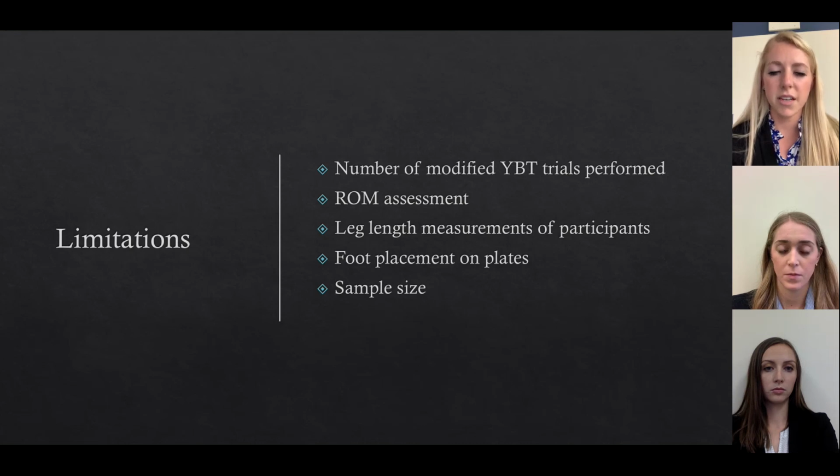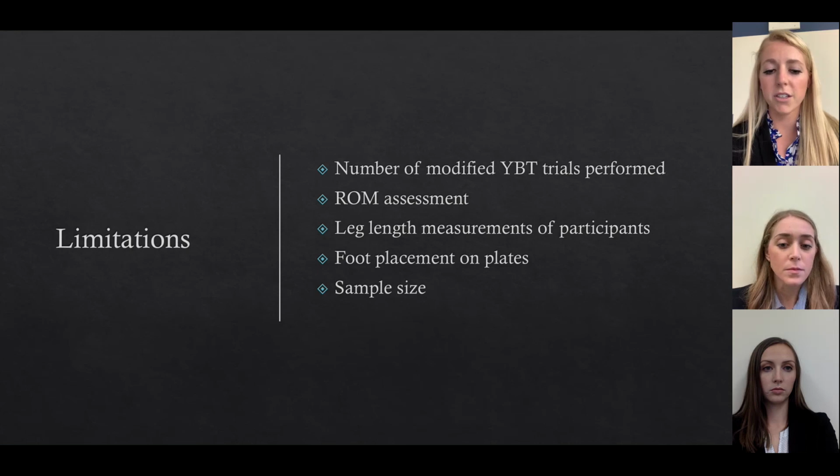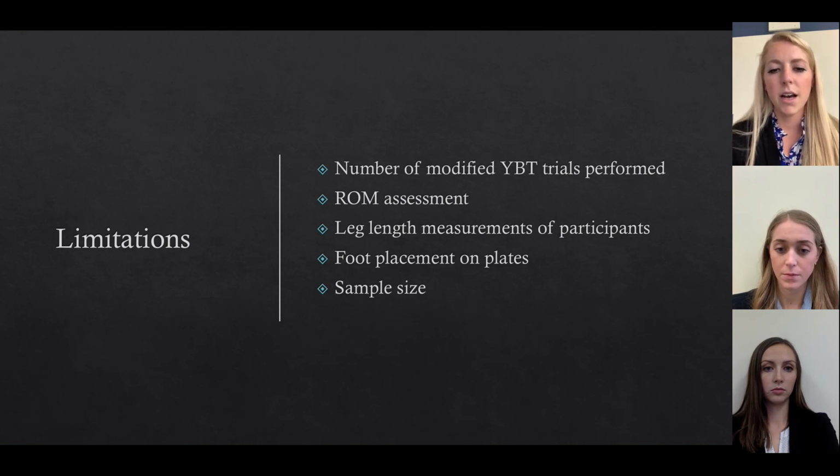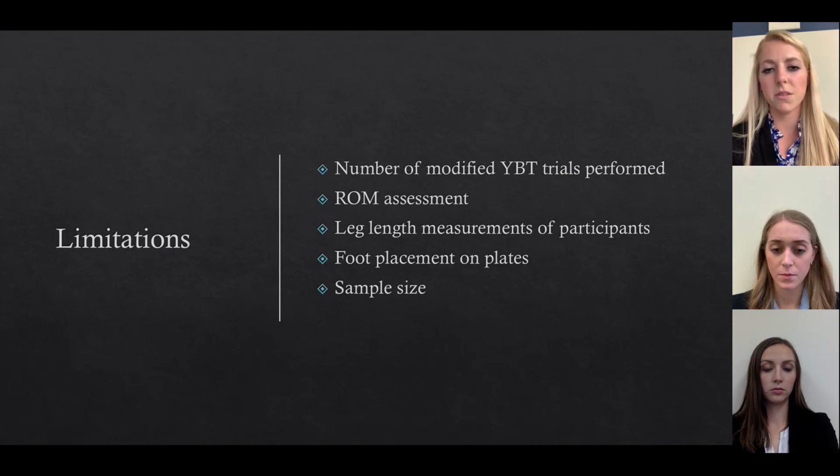Another limitation was that we had our participants perform the 1 practice trial and 3 subsequent trials in each direction on the right lower extremity, followed by all repetitions on the left lower extremity. Active range of motion assessment could have also been assessed in weight bearing, as this would have been more specific to the Y balance test. Leg length measurements were also not recorded in the study, limiting the ability to distinguish greater modified Y balance test scores being from either improved balance or from increased leg length.